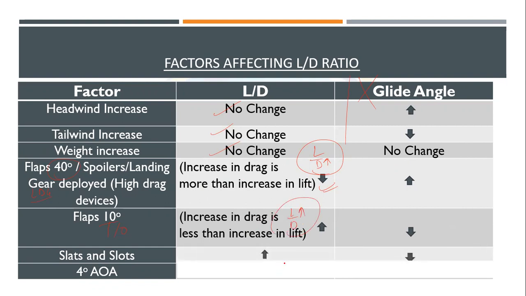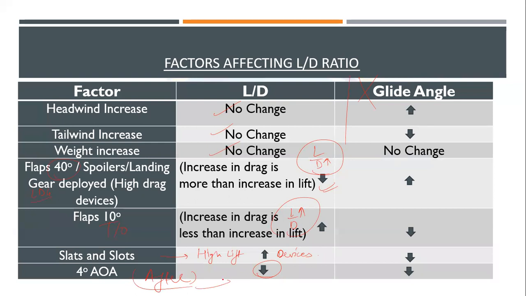Finally, slats and slots. Of course, slats and slots, the name itself, you know what it's used for. It's used for high lift devices. So they will, of course, increase the lift. At 4 degree angle of attack, after this there is reduction. Okay, after 4 degrees, we are having reduction.